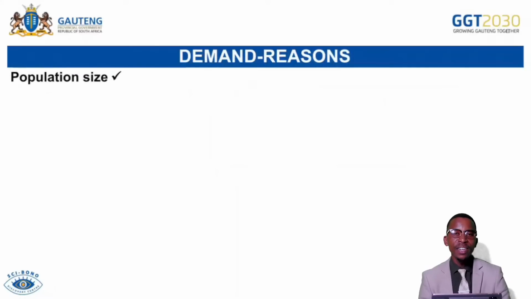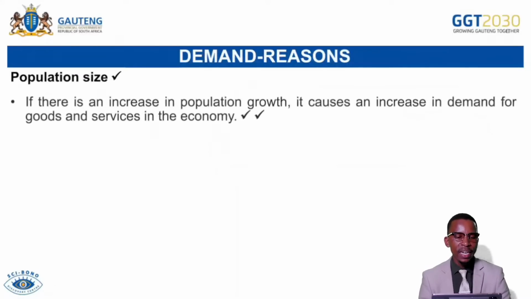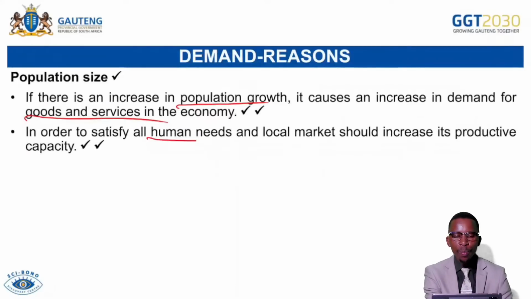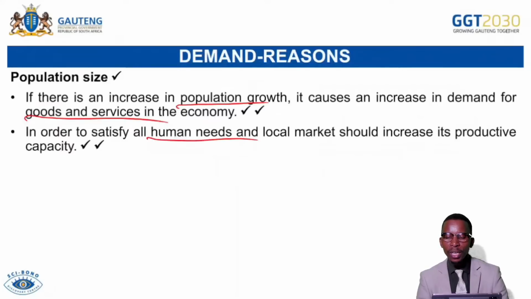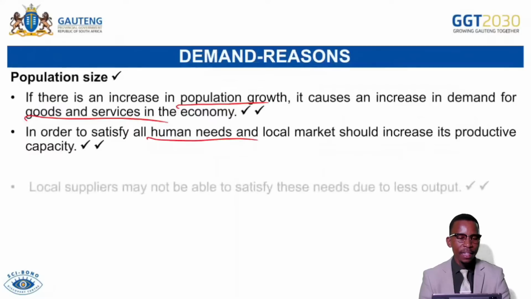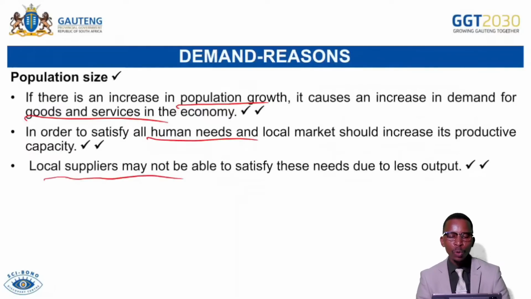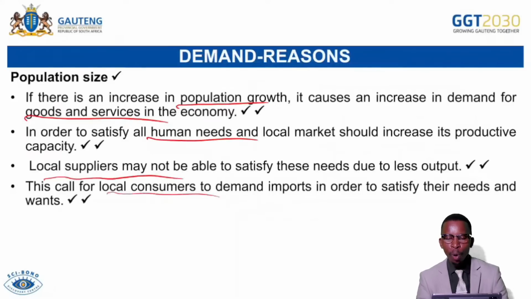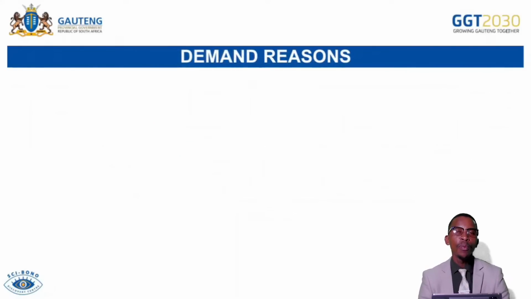And then demand reason, population size. We say if there is an increase in population growth, it causes an increase in demand for goods and services in the economy. And then in order to satisfy all human needs, local markets should increase productive capacity. And then also local suppliers may not be able to satisfy these needs due to less output and supply constraints. Then this calls for local consumers to demand imports in order to satisfy their needs and wants. That is the population size.